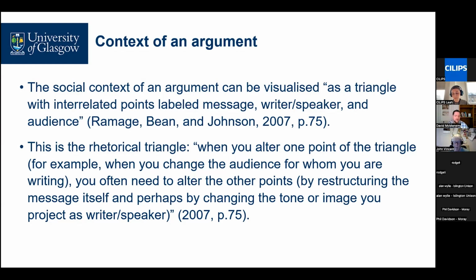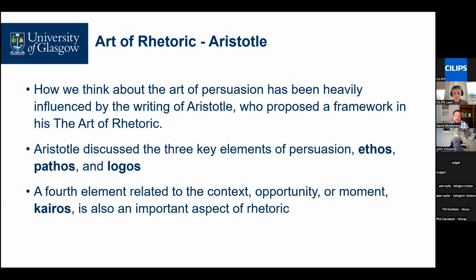So it's important to point out, though, that Ramage, Bean and Johnson are essentially just building on classical philosophy. What we're talking about here is the art of rhetoric that Aristotle proposed. A massively influential book, The Art of Rhetoric, and even now we still use it. So Aristotle discussed three key elements which are similar to the triangle that Ramage, Bean and Johnson talk about. So we have ethos, pathos, and logos. And a fourth element which sits outside of that, which relates to the context, opportunity, or moment, kairos. And that's also an important aspect of rhetoric. And I'll talk about all of these a little bit later.